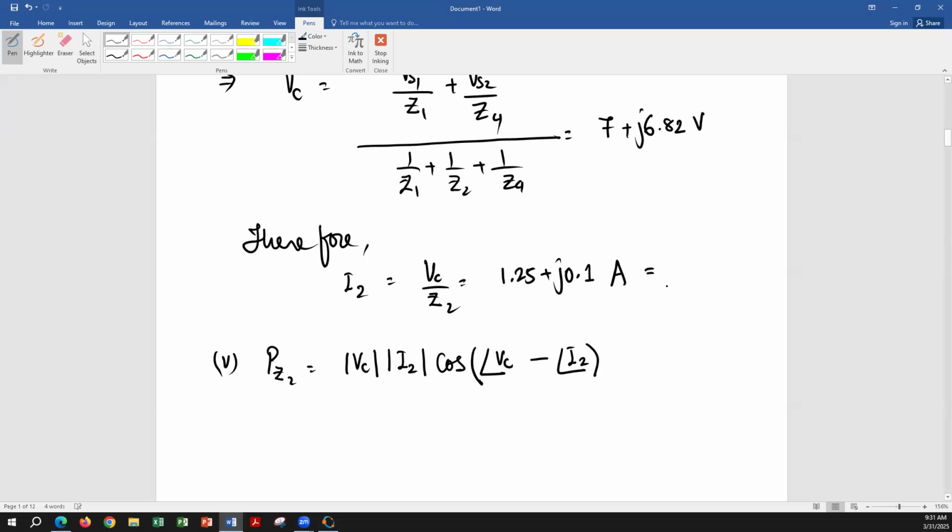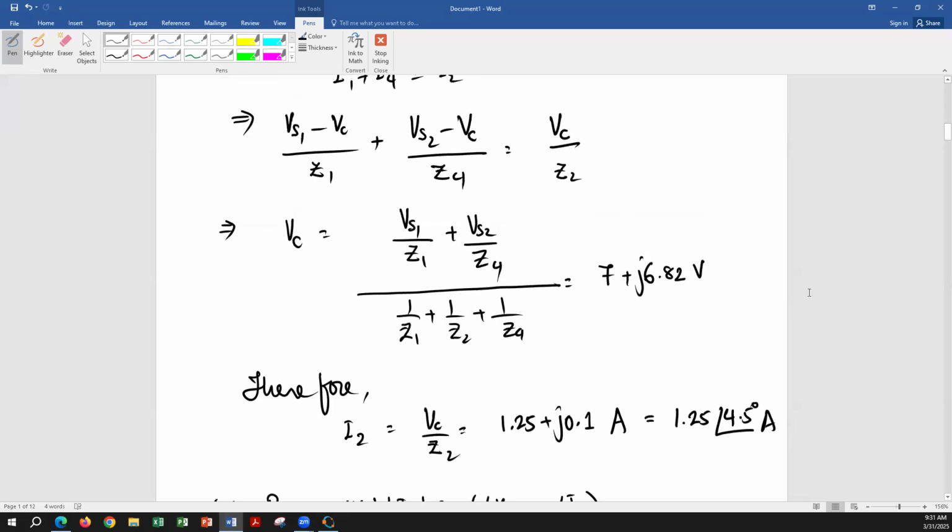So if we calculate this and write it down in terms of polar form, let's write this down. So magnitude of I2 and phase of I2 is equal to rect pole I2. This is 1.25 angle 4.5 degrees.